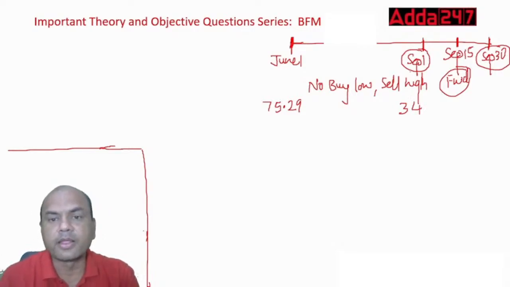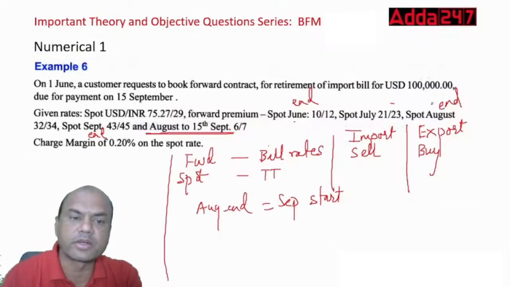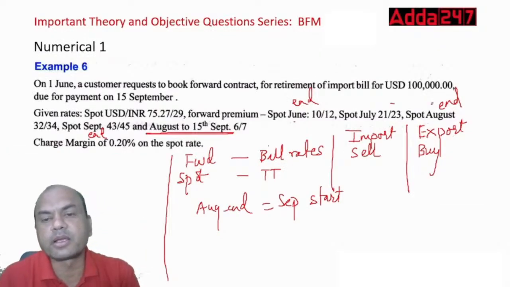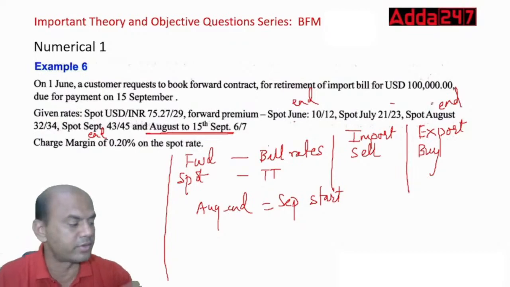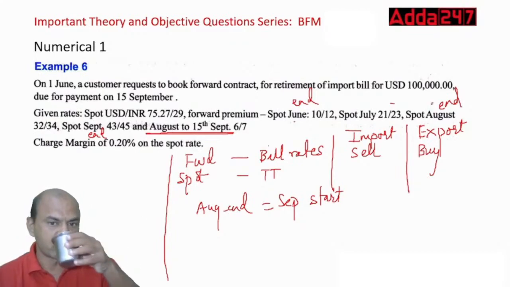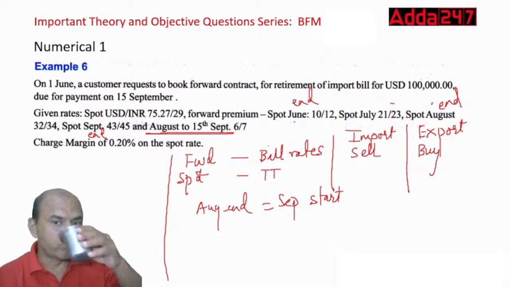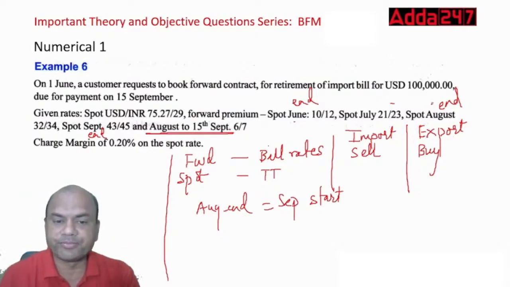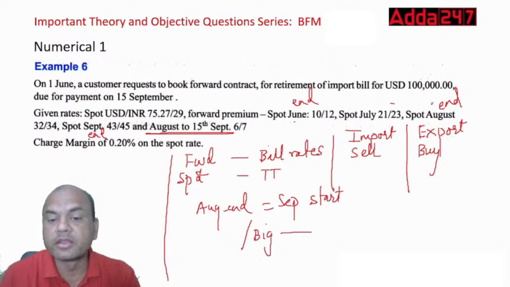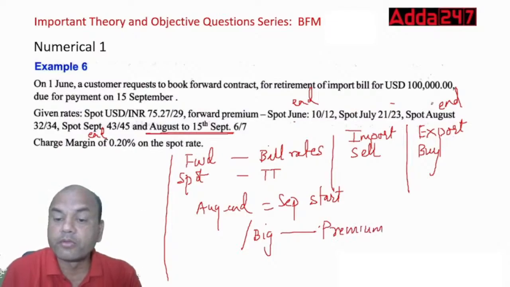Now tell me whether the currency is at a premium or a discount here. Everyone type in the comment section: 10, 12, 21, 23, 32, 34. Is the currency at a premium or at a discount? It's at a premium. Remember, when your right side is higher, right side is big, in forward transactions the currency is at a premium. Always remember this: premium when your right side is big.